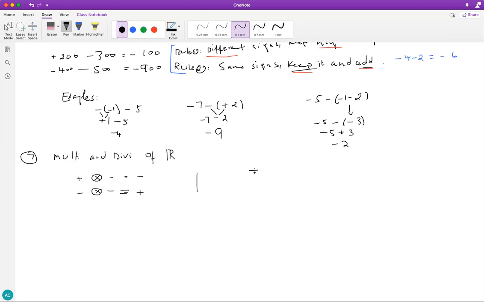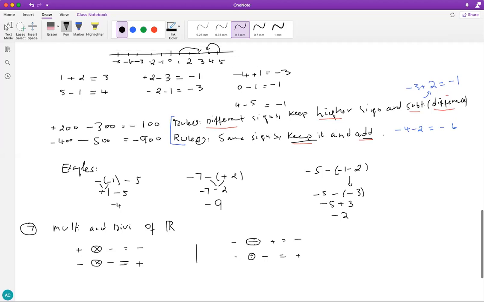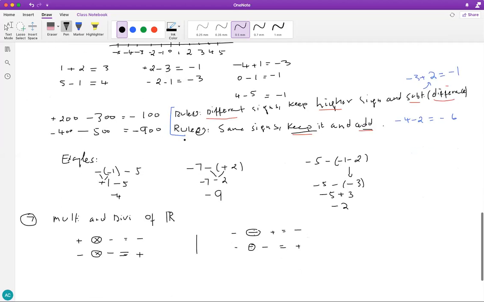Division, exact same thing. If you divide a negative and a positive, it's always going to be negative. If you divide two negatives, it's always going to be positive. Same rules here. So only two rules to remember for division and multiplication, and only two rules to remember for this. The other ones are obvious. No need to confuse yourself with them or to try to memorize them.